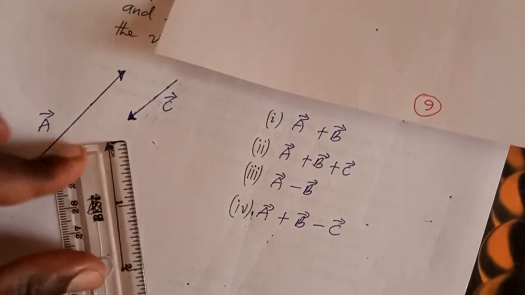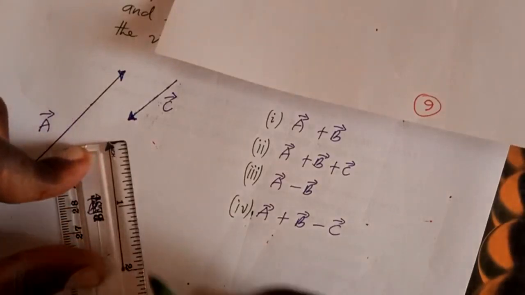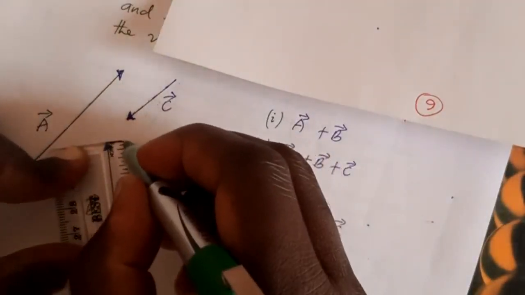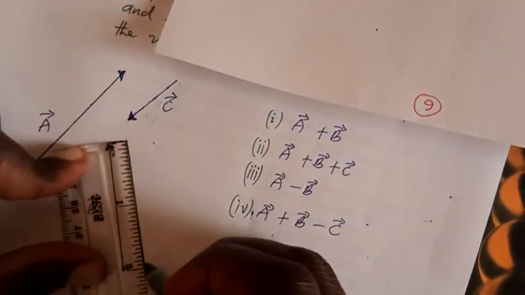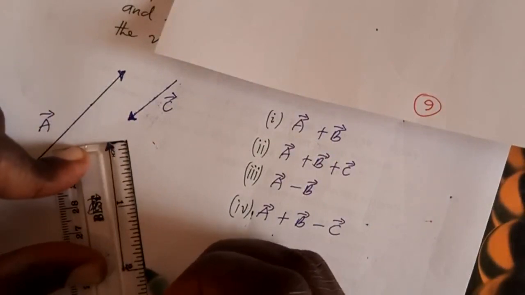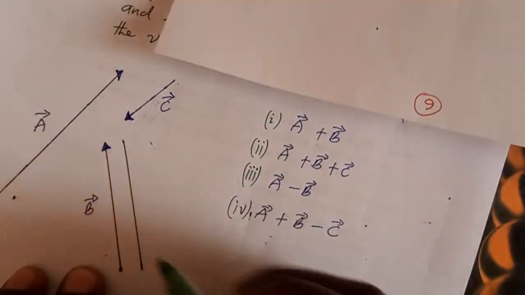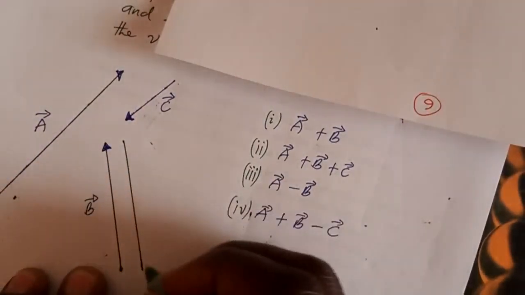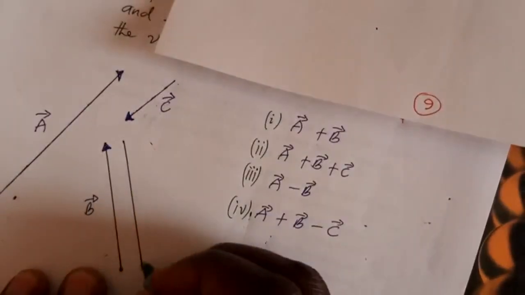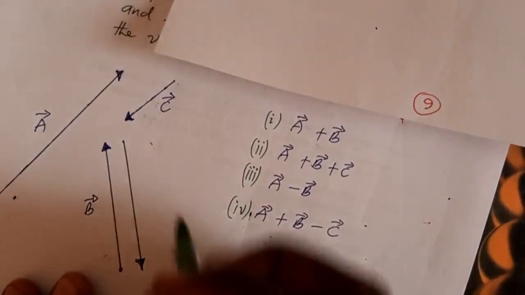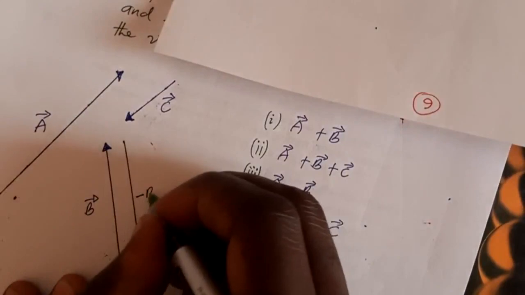So the vector that is minus B has the same magnitude as vector B. Vector B is 2 inches, I told you. So this one is also 2 inches. So I have the same magnitude but in the opposite direction. You see, the direction is opposite. So this one is my minus B.